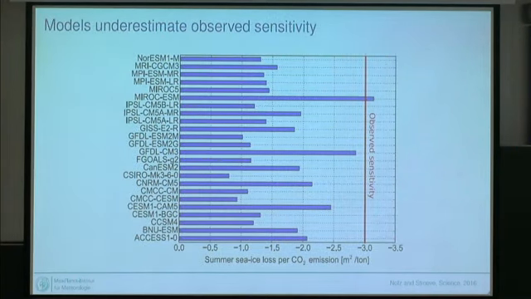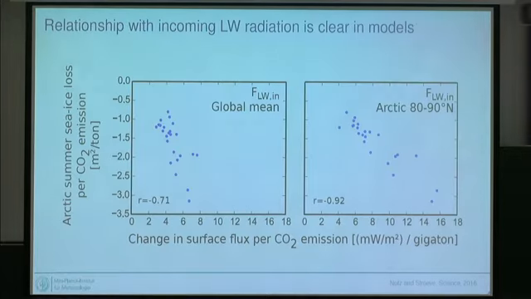And what we find, for example, is that no matter what the sensitivity was of the individual models, how much sea ice they lose per ton of CO2, they always found this linear relationship. And our explanation for this linearity basically boils down to the point that the slope of this linearity derives from how much the long-wave radiation in those models increases.